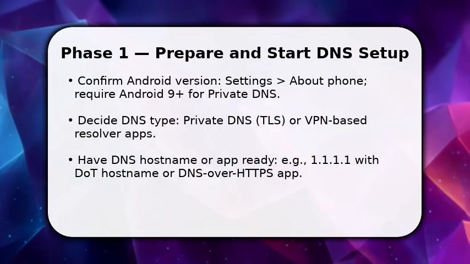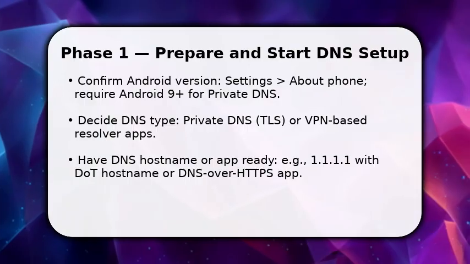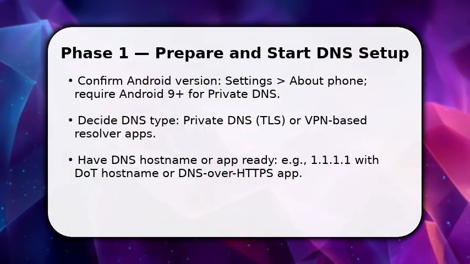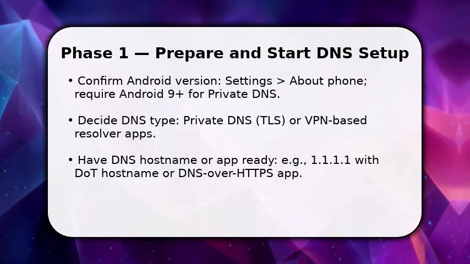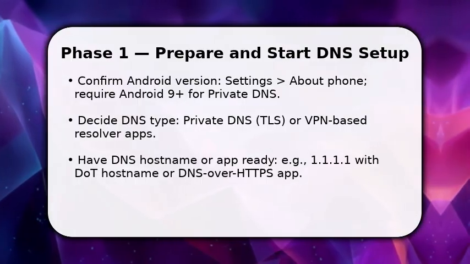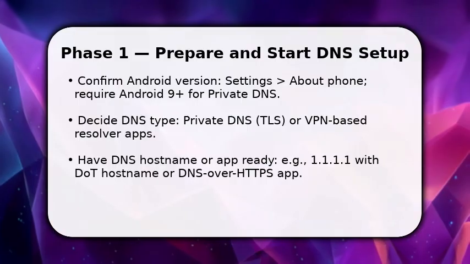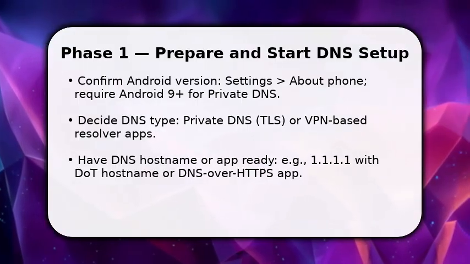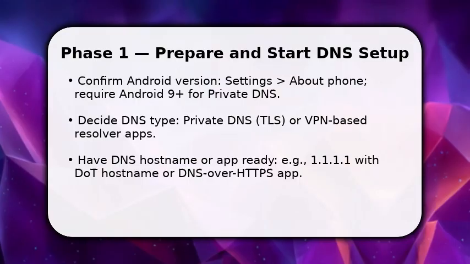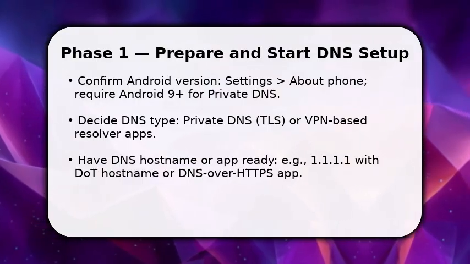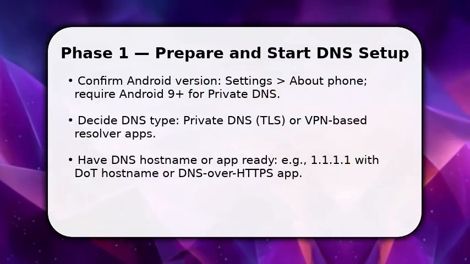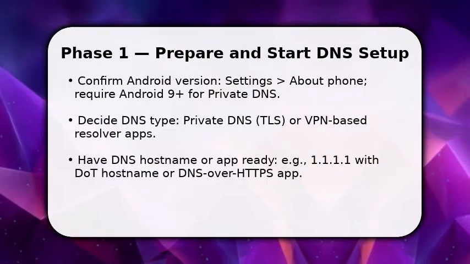You start by checking Android version and identifying the DNS method you'll use. Open Settings and verify Android 9 or higher. Private DNS is built in, while older versions need apps. Once done, pick a DNS provider that supports DNS over TLS or a trusted DoT app. Make sure you have the provider's hostname or app installed.